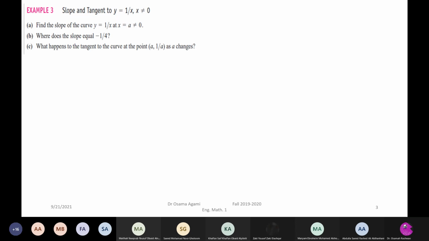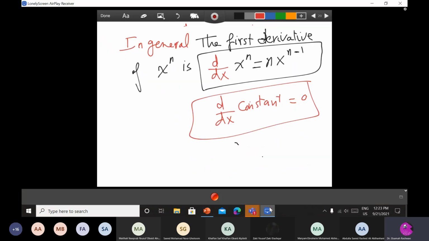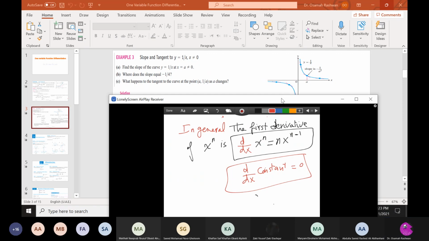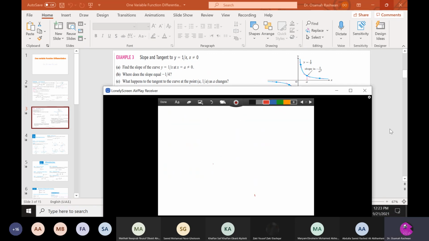Now, how you can do this one with this new formula? Okay. I would like to solve this one using this formula. I have y equal to 1 over x. I would like to write it as x to the power. So this one will equal to what? X to the minus 1.